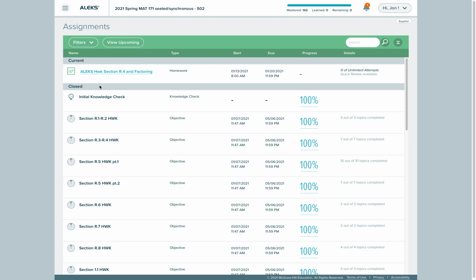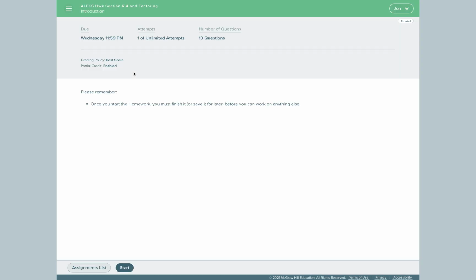Clicking on this, after working with the initial knowledge check, you have current, where it says type homework. This is going to be your Alex homework assignment. Again, the due date is Tuesday, January the 20th at 11:59 p.m. And to access, you have Alex homework section R4 in factoring.